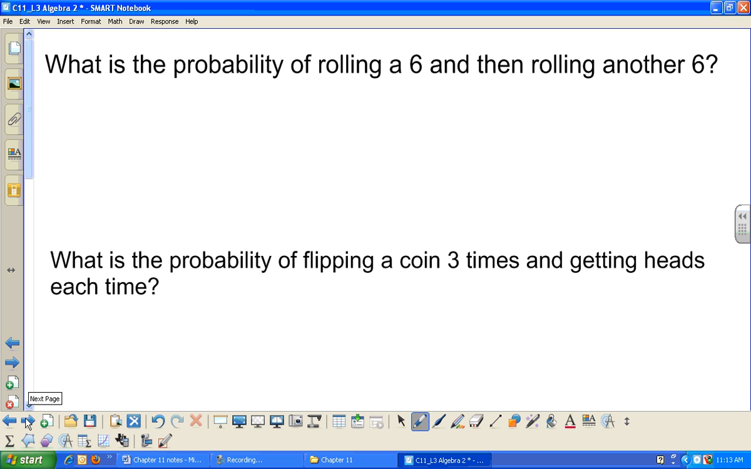So what would be the probability of rolling a 6 and then rolling another 6? You have to think, is this an independent or dependent event? Will one affect the other? In this case, it does not, because it's the same dice that I'm picking up, rolling, and then picking up and rolling again. So the probability of rolling one 6 would be 1 out of 6. The probability of rolling another 6 after that would be 1 out of 6. So the probability of rolling two 6s in a row would be 1 out of 36.